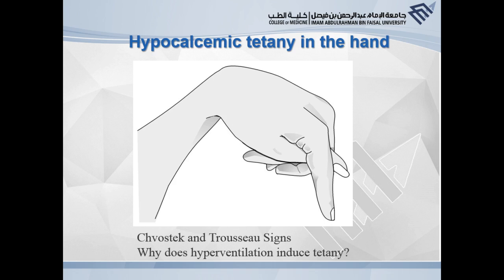Okay, so in Trousseau sign, you wrap the blood pressure cuff around the arm and you inflate it above the systolic blood pressure. So this stops the blood flow through the arm. What happens when the blood flow to the muscles is stopped? The energy and oxygen supply decreases, so ATP decreases, and this stops the activity of the sodium-potassium pump, which was supposed to maintain the resting membrane potential in the neurons. So when the sodium-potassium pump fails inside the nerves, the positivity will increase. The resting membrane potential comes closer to the threshold potential, and it becomes easier to excite it.